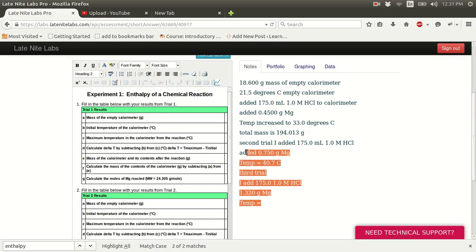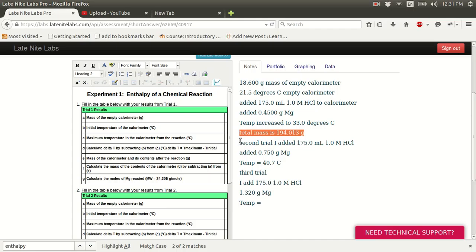I didn't save my lab notes properly, so I don't have the temperature for my trial 3, and I also forgot to take the mass of the calorimeter at the end of trial 2 and trial 3. And the only mass that I have for the calorimeter being full of stuff is for trial 1 right there.